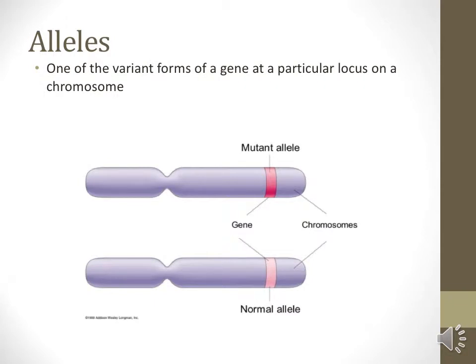So one of the variant forms of a gene at a particular locus on a chromosome is referred to as the allele or the allelic variation. So you will recall that I said that you have 22 pairs of autosomal chromosomes and 2 sex chromosomes. And so alleles are referring to the variation of a gene in the same place on the same chromosome. So you've got a pair of alleles, one from each parent. If they're different, then you have your allelic variation. If they're the same, then you don't have variation.